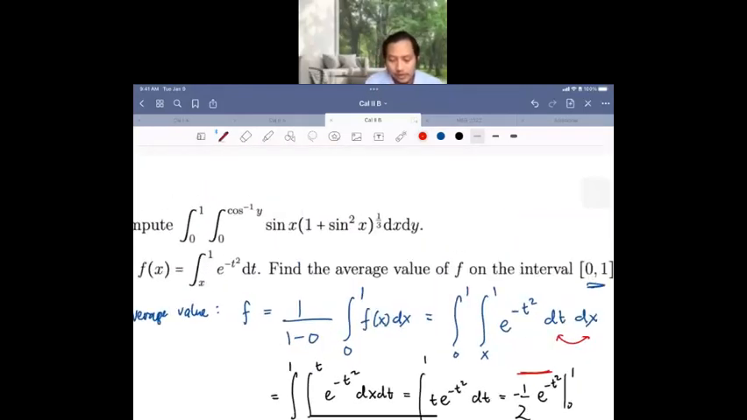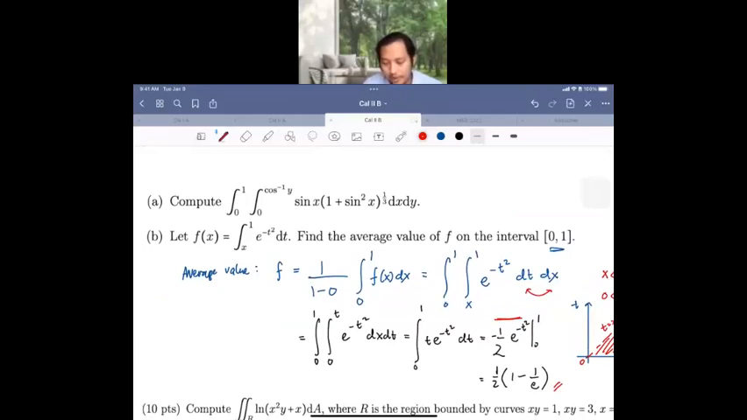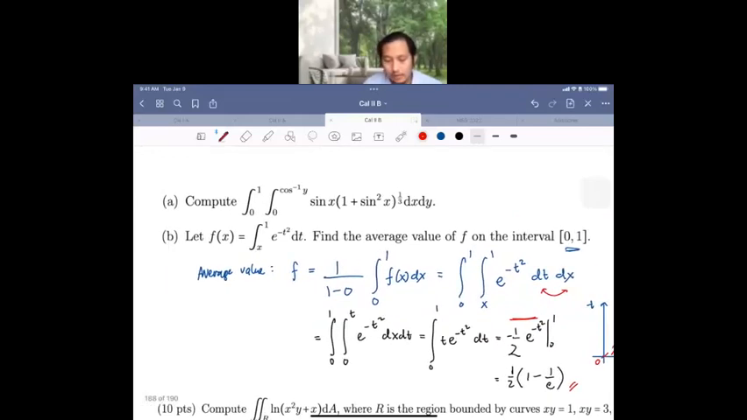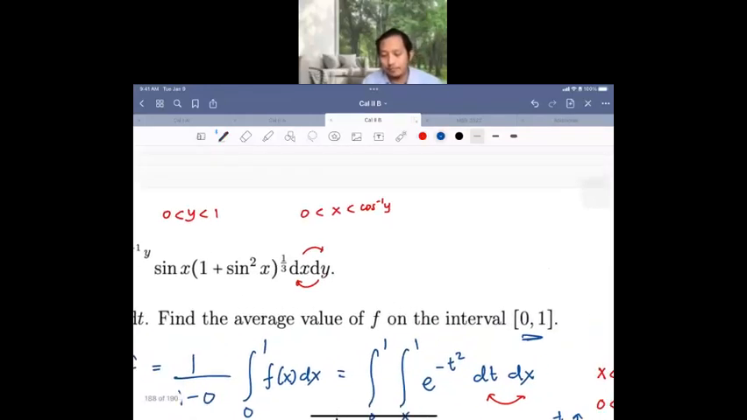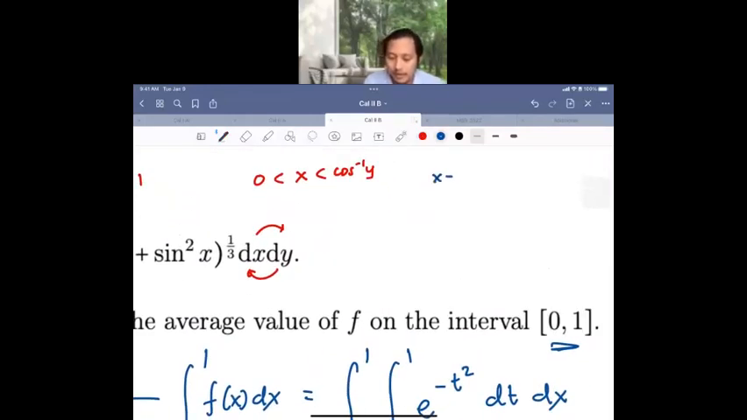And for the first one, it's a similar approach. So we need to reverse the order in order to solve the integration. So we could see that y is from 0 to 1 and x is from 0 to cosine inverse y. So we have the equation that x is cos inverse y. We could take it into y that is cosine x to make it easier to follow.